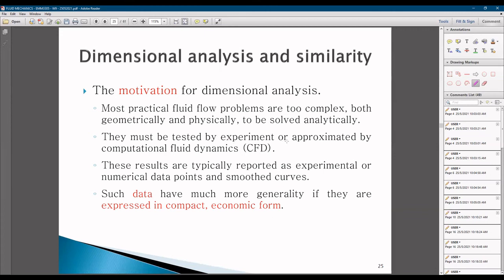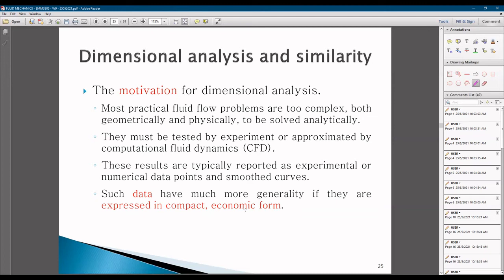Experiment or CFD, using the numerical approach. These results are typically reported as experimental or numerical data points and smooth curves. Basically, from this result of experiment or CFD, you can take it and use it as your validation. Such data have much more generality if they are expressed in compact and economic form.